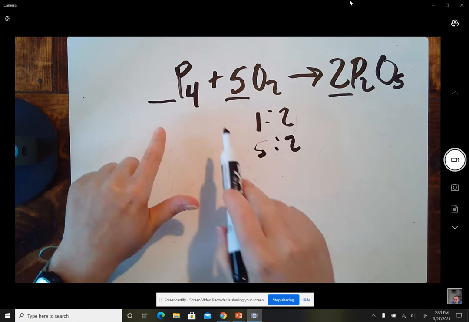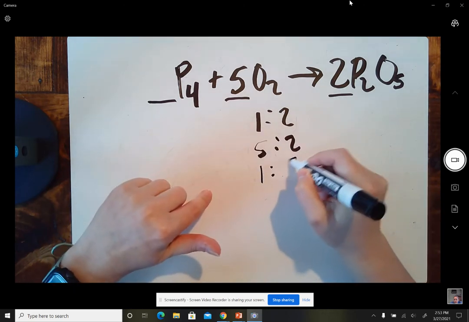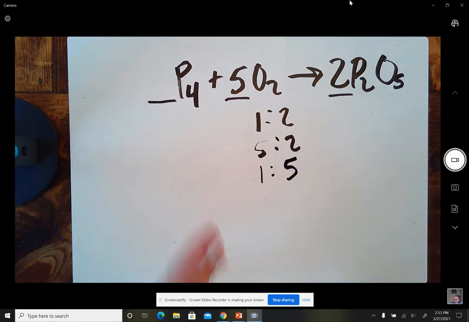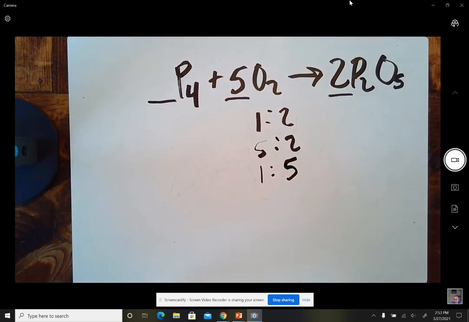I could even look at what I'm reacting. I have 1 mole of phosphorus, the P4, to 5 moles of oxygen. It's a 1-to-5 ratio. It is a mole-to-mole ratio. These coefficients are my moles. And this is important because this is going to allow us to do some converting. These ratios from the coefficients can be used as conversion factors. It's going to allow us to convert from moles of one substance to moles of another. We can use these to calculate the number of moles of one substance when we are given the moles of another. So watch.